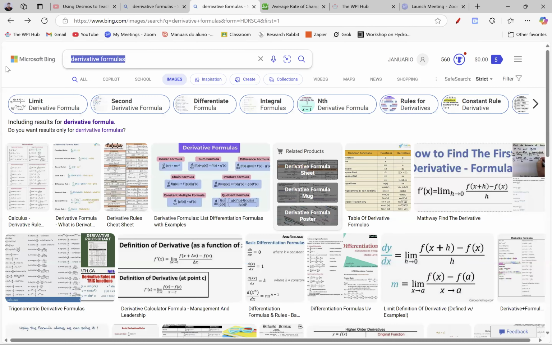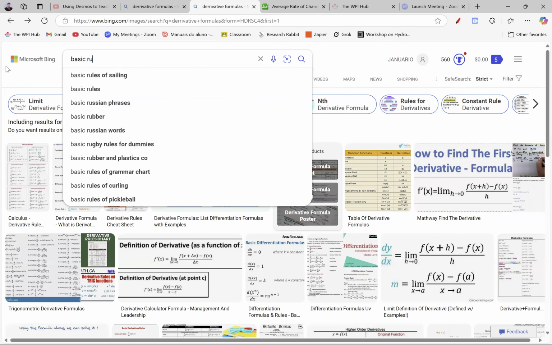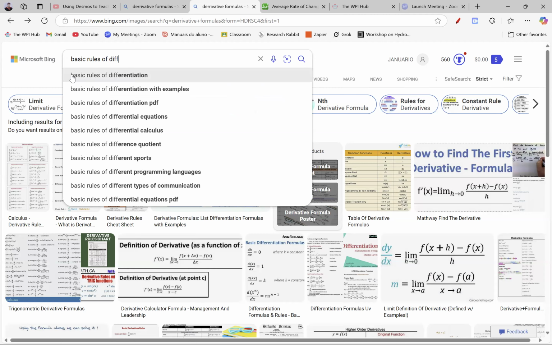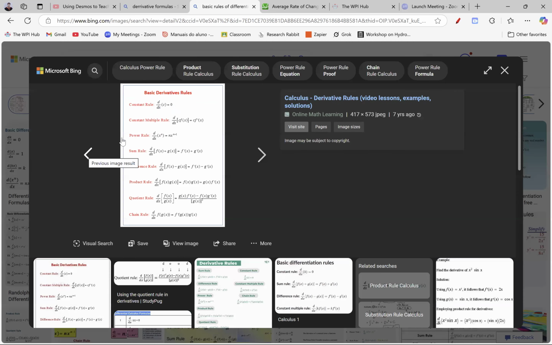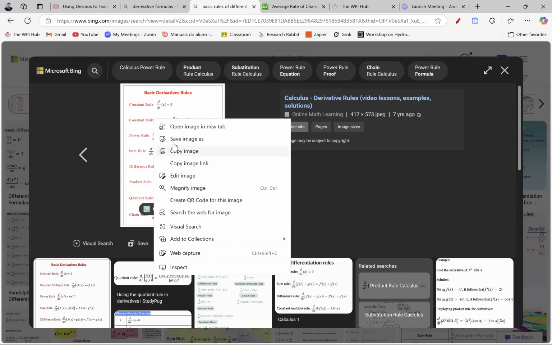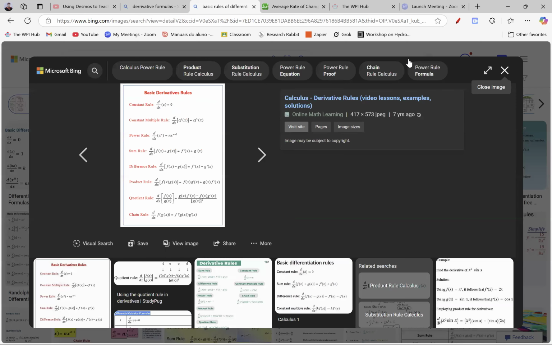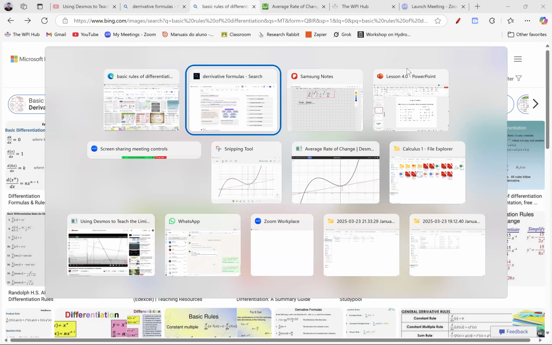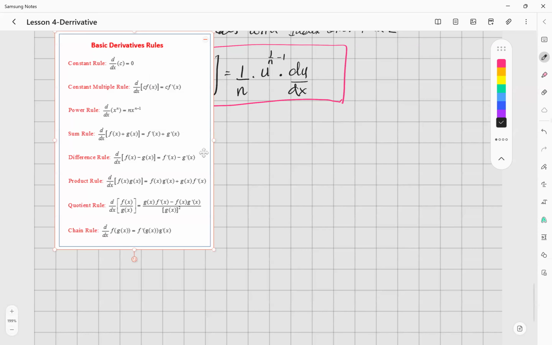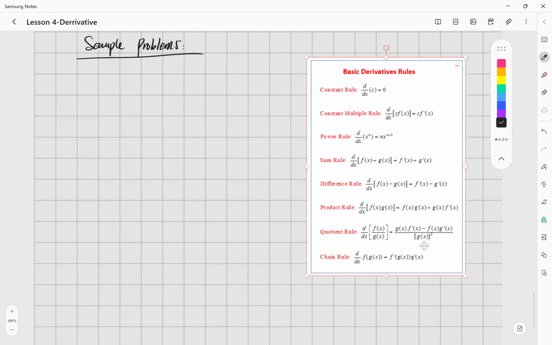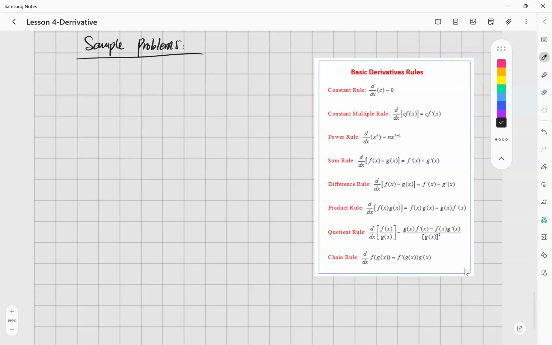The basic rules of differentiation. Okay, I just want a picture of it. Not very complicated. Okay, there you go. I want to copy this so that later I don't have to scroll back and forth. But anyway.